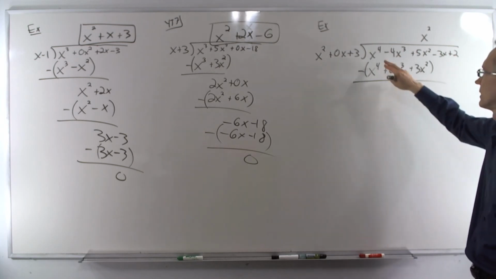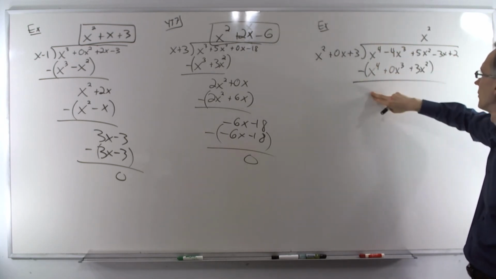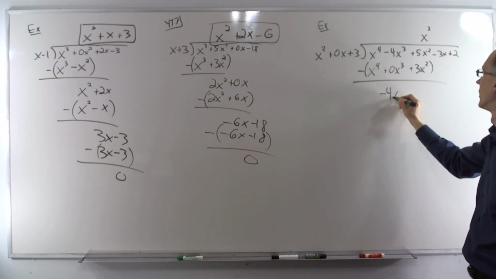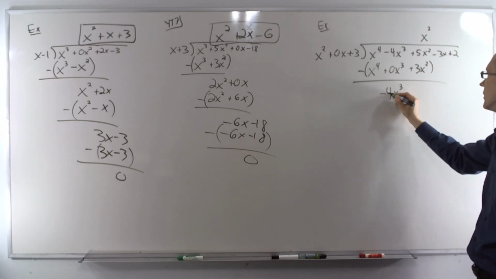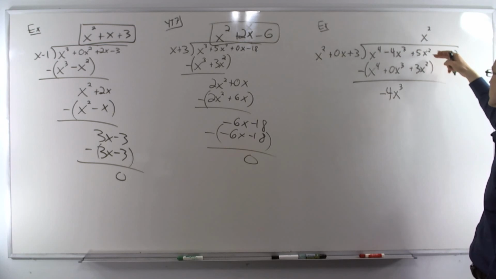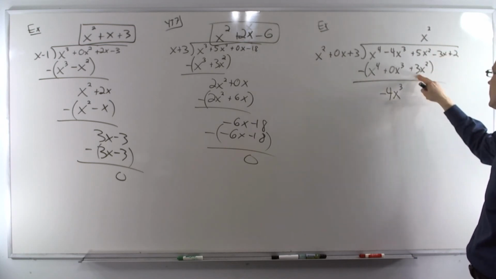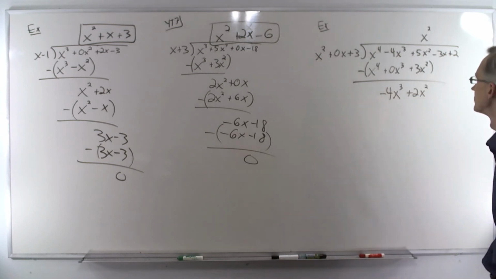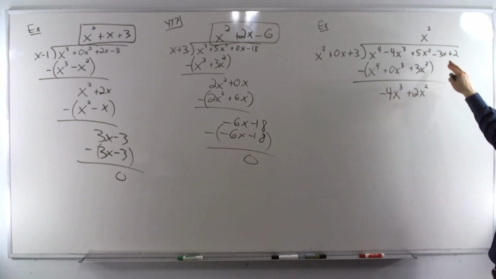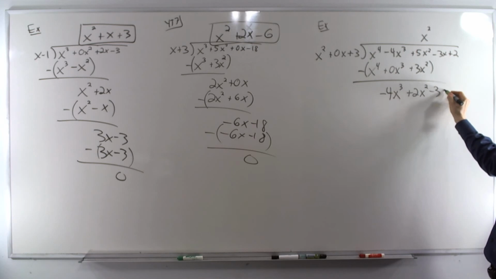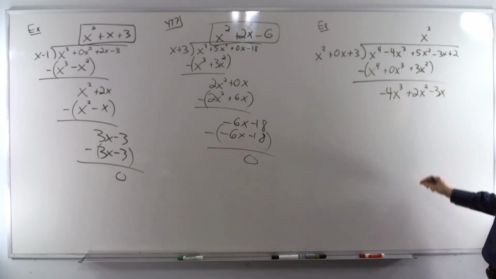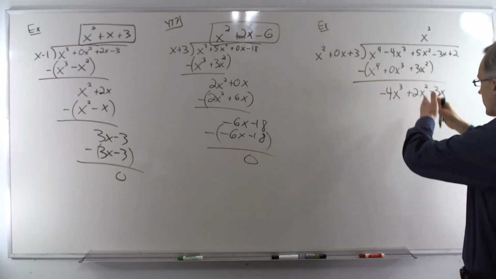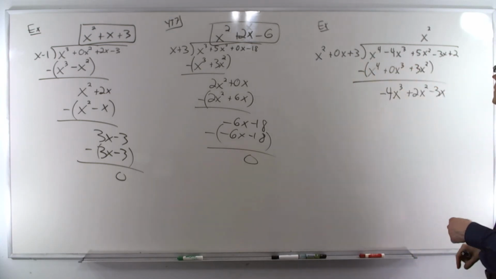Alright, now we can subtract. x to the fourth minus x to the fourth is 0. Negative 4 minus 0, that stays negative 4x to the third. And over here we got 5x squared minus 3x squared, and that gives us 2x squared. Bring down the next term, negative 3x. Make sure you always have the same number of terms here as you have over here so that all the columns line up with each other.